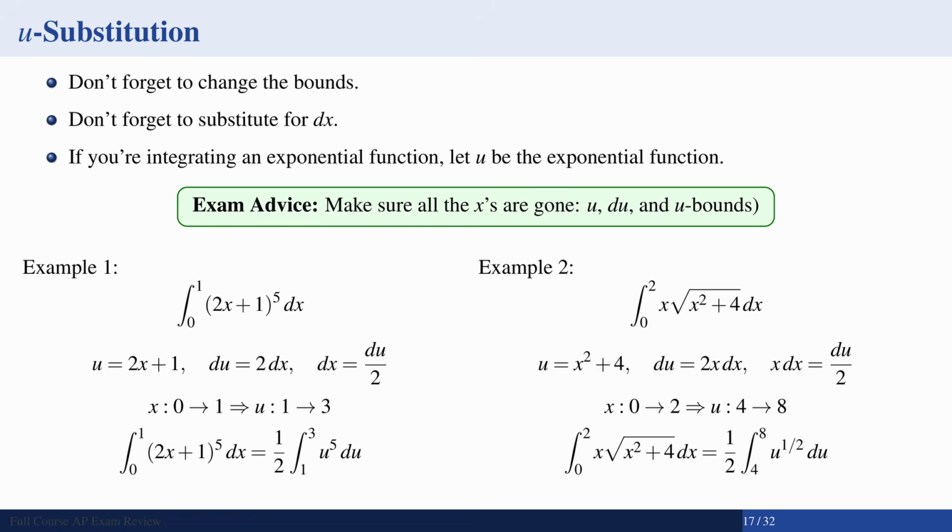For example 2, again, you make your choices based on the easiest, most convenient thing. I think u here is the thing inside the radical. That's a common choice. So x squared plus 4, which gives us that x dx is 1/2 du. We have to change our bounds. So 0 to 2 becomes 4 to 8 because we are plugging in, squaring, and adding 4. That's how we got those. So our original integral becomes 1/2 the integral from 4 to 8 of 1/2 of u to the 1/2 du.